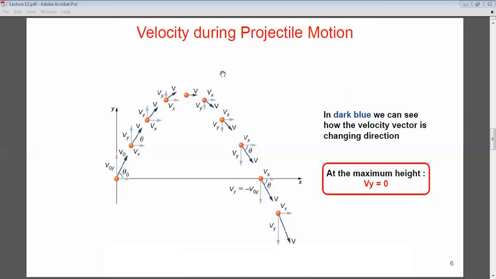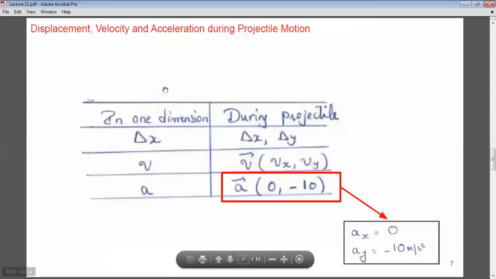Okay, let's look at some equations. In one dimension, we had delta x because it was only moving along delta x. It only had V, it only had A, and this V was plus or minus, and this A was plus or minus, depending if it's moving left, right, up, down. In projectile, or in 2 dimensions, now we talk about delta X, delta Y. So we don't only have delta X, now we also have delta Y. And the velocity vector also now has 2 components, Vx, Vy. And the acceleration also has 2 components, 0, -10, and you just memorize this.